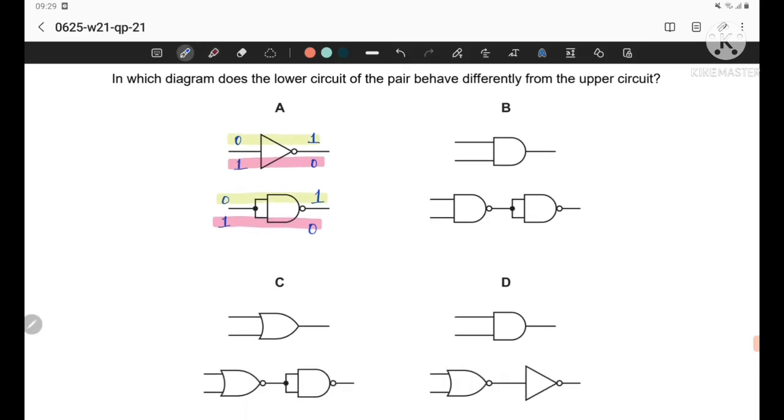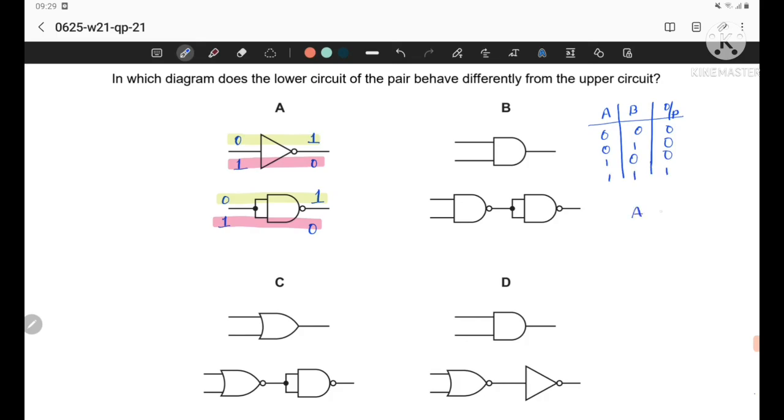The first one is an AND gate, and its truth table is: when the inputs are A and B, the output values for 0, 0 will be 0. For 0, 1, it will be again 0. For 1, 0, again 0. Only for 1, 1, we will get a 1 value.